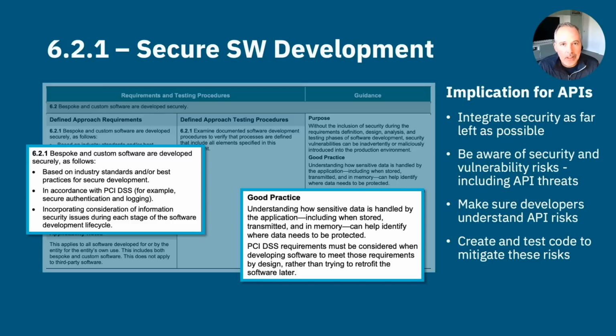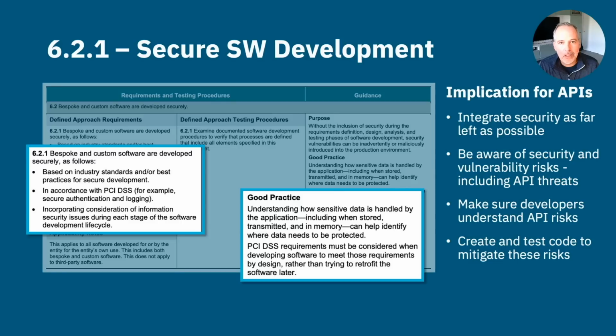Further, the DSS standard instructs organizations to understand how sensitive data is handled by the application to inform how to protect the data. The implication for APIs here is pretty clear. PCI wants organizations to bake in security as early as possible in the creation of custom code, or shift left security, as you may have heard it, stating that DSS requirements must be considered when developing software by design, rather than trying to retrofit the software later.